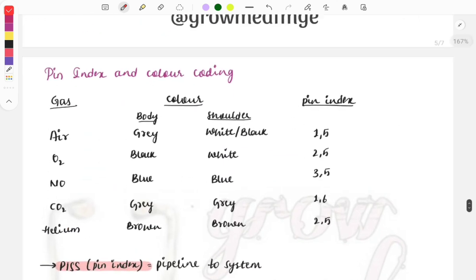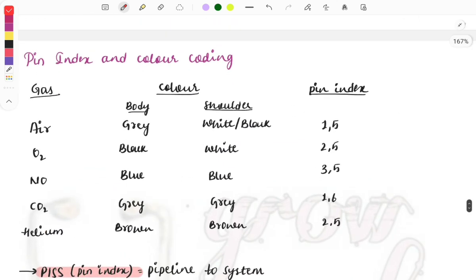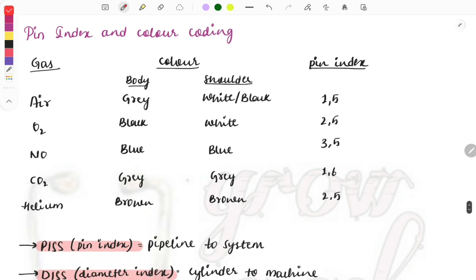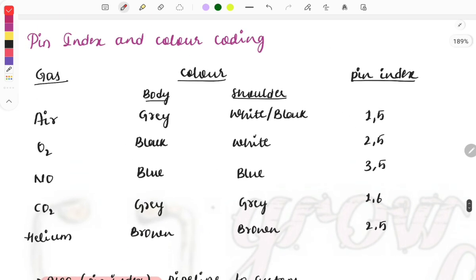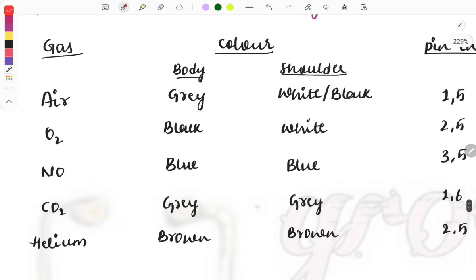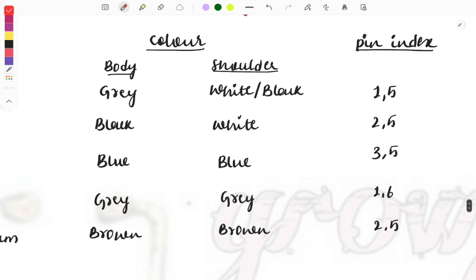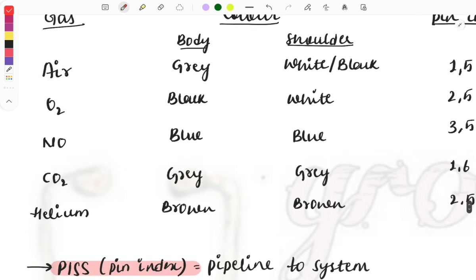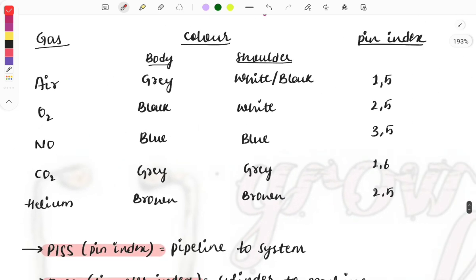Then moving on to the pin index and the color coding. This is a must do topic from anesthesia. So these are the various gases used, and these are the color coding of it along with the pin index. The air will be stored in a gray color body, and the shoulder will be white and black, and the pin index is 1.5. Likewise for oxygen, it will be black and white, and 2.5 is the pin index system. So you need to mark up this whole chart.